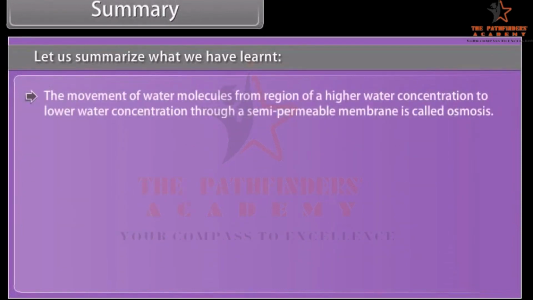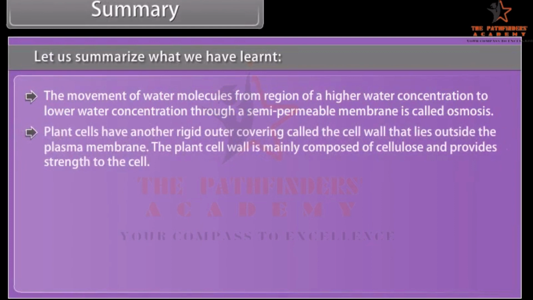The movement of water molecules from region of a higher water concentration to lower water concentration through a semi-permeable membrane is called osmosis. Plant cells have another rigid outer covering called the cell wall that lies outside the plasma membrane. The plant cell wall is mainly composed of cellulose and provides strength to the cell.